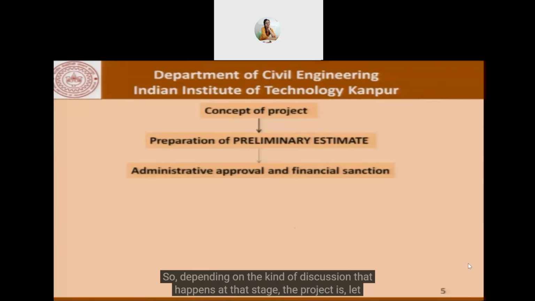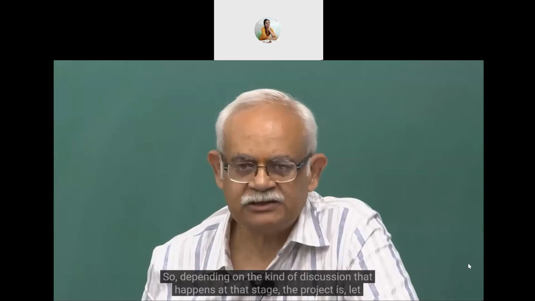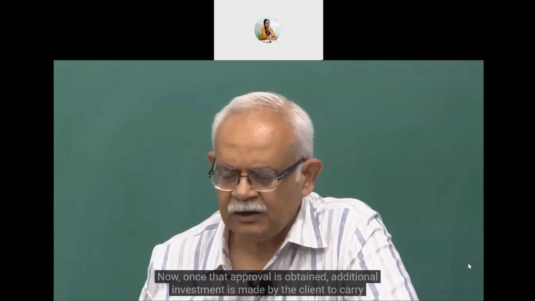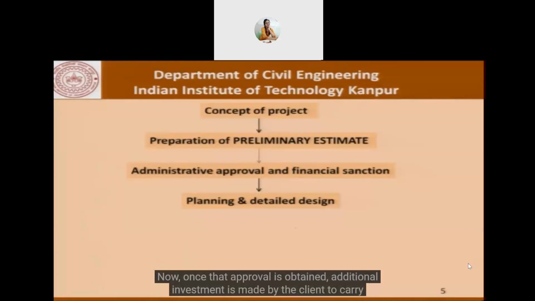So depending on the kind of discussion that happens at that stage, the project is, let's say, approved. Now, once that approval is obtained, additional investment is carried out by the client in more detailed planning and more detailed design, which could include the structural design, the functional design, good for construction drawings, and so on and so forth. We don't really need to go into the details as to whether an architect will be involved or not, or which agency will actually carry out the preliminary estimate or the detailed estimate and so on.